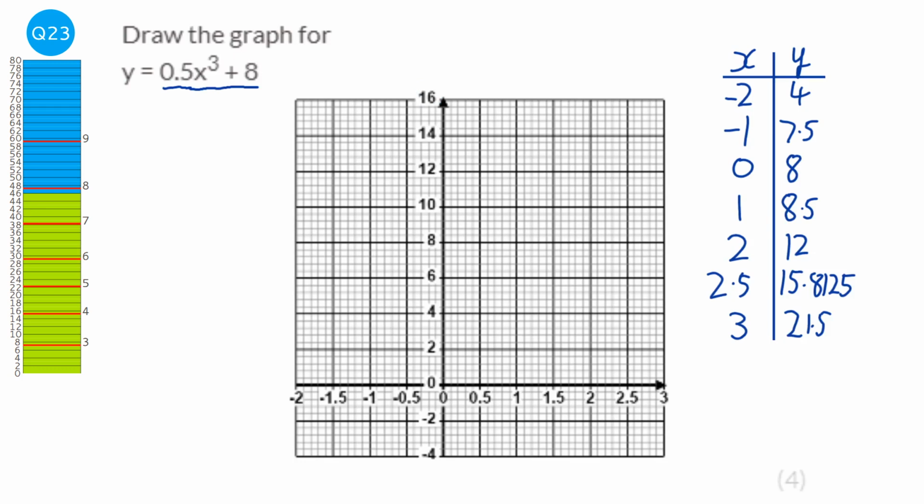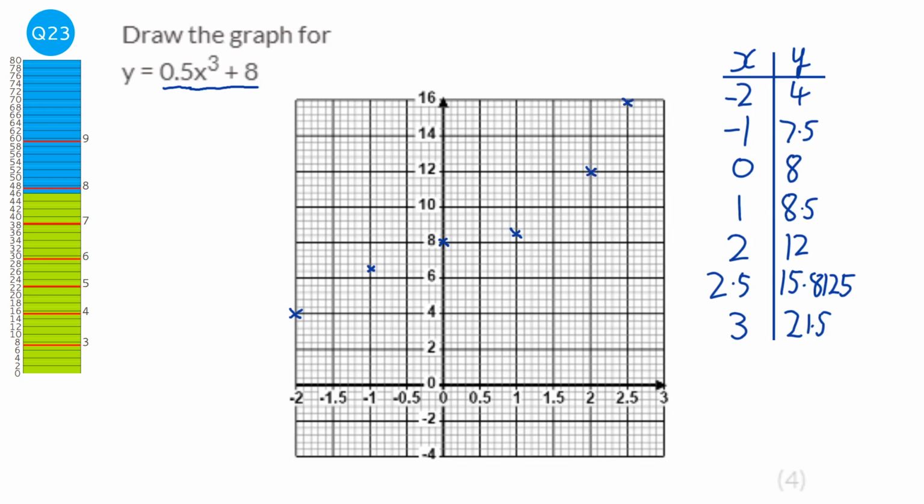So next thing we do is plot these coordinates. So minus 2 would be at 4. Minus 1 is 7.5, which we can't be perfectly accurate for, but it's roughly there. Then 0 is 8. Then 1 is 8.5, roughly there. 2 is 12. And then 2.5 is just below that 16. So it's almost at 16.